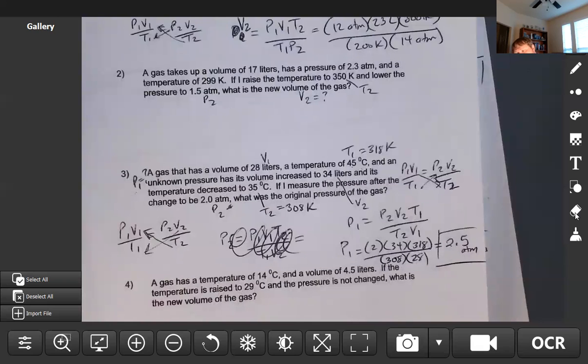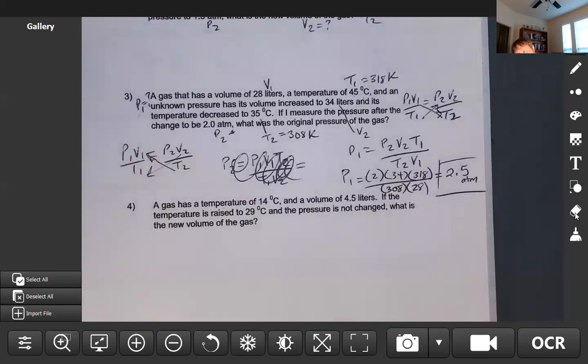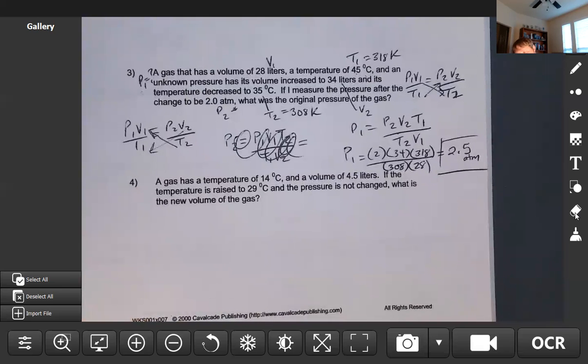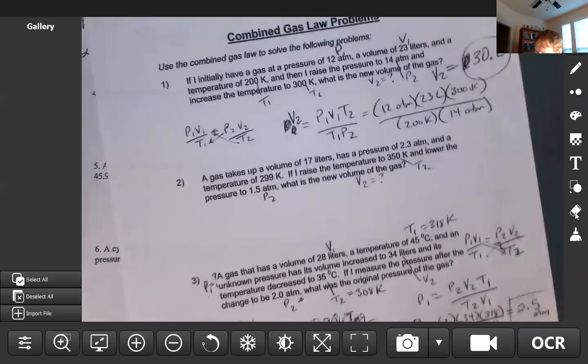All right, I hope you're feeling pretty confident in this combined gas law. It's not really that hard. So let me give you a moment here to read number 4, set it up, and see if you can solve that one without me. It wants the new volume. And we'll take it off screen and do the work while you're working.